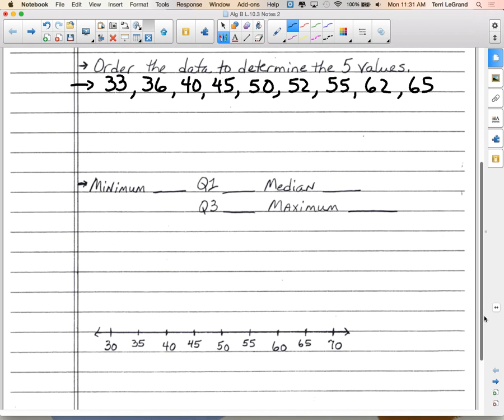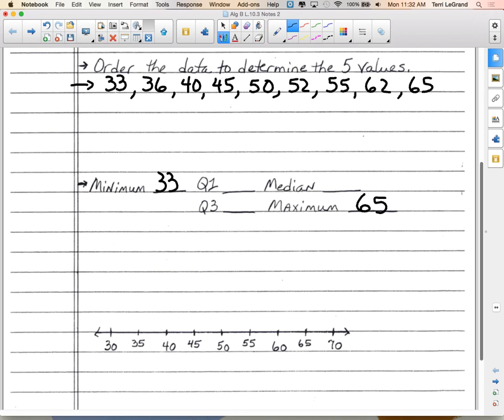Okay, so what we do is find our 5 data values: the minimum, quartile 1, median, quartile 3, and maximum. We're going to pick our lowest and our highest for the minimum and maximum right away. We can do those immediately. What's our minimum going to be? 33. And what's our maximum going to be? 65. So it's going to start at 33, end at 65, and in between we have to find some medians.